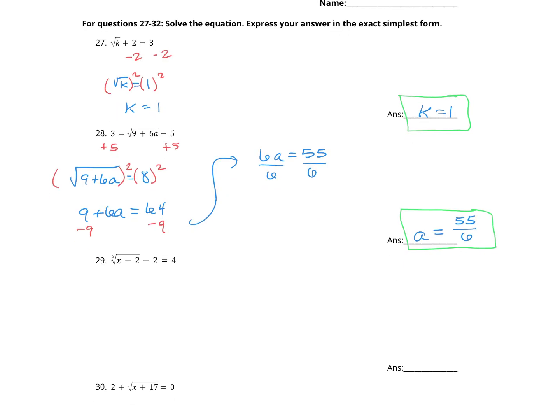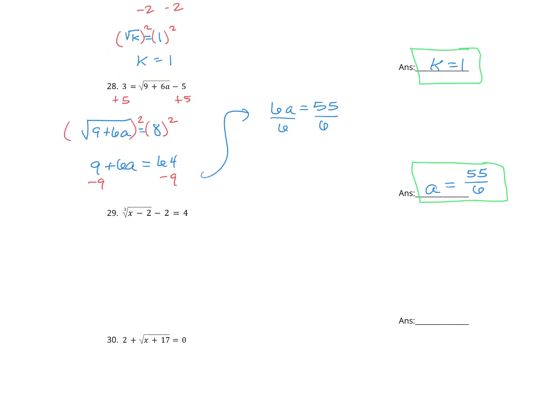All right, let's move on to problem number 29. In 29, you will notice it's a cube root problem. Just like before, we're going to isolate the radical first. So we add 2 to both sides. So that takes us to the cube root of x minus 2 is equal to the number 6. Well, using your intuition, to get rid of a cube root, we cube both sides, or raise both sides to the 3rd power, if you will. So that simplifies down to x minus 2, and 6 cubed is 216. Adding 2 onto both sides, you get x is equal to 218.